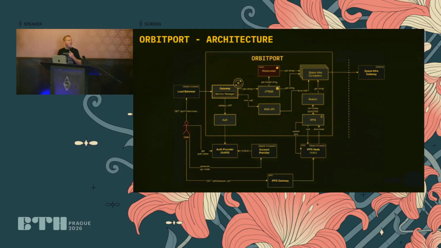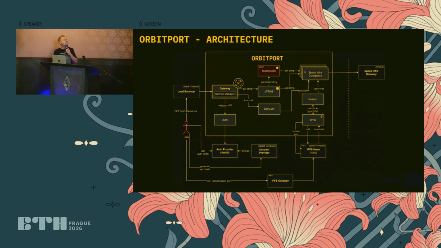So if we look at the architecture of Orbitport, on the left side we have a user that can interact with the gateway. The gateway would route the request to the right service. Currently, we support only cTRNG and KMS, but soon there will be more. And in general, we have more components for authentication, as I mentioned before. Currently, we have the account provider completely isolated from Orbitport, but it's just to get started. Afterwards, we would connect it.